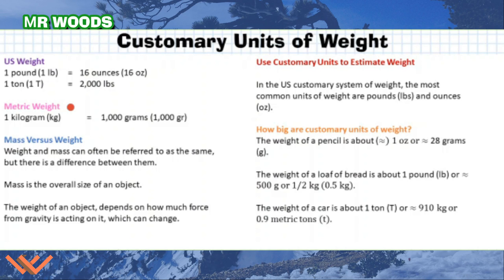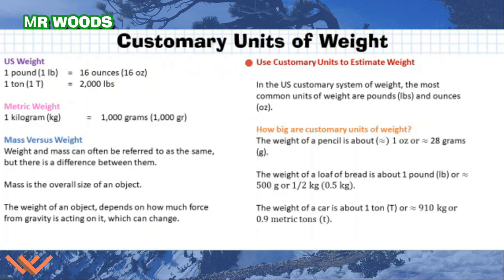Mass is the overall size of an object, whereas the weight of an object depends on how much force from gravity is acting on it, which can change. When I say that, it can change here. We have it on Earth here, a pound is a pound. But if I take this lead weight, let's say it weighs a pound here on Earth, and I take it up to the moon, its weight will be different because the force of gravity is much less on the moon than it is here on Earth.